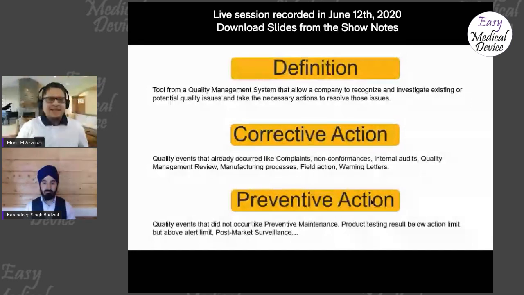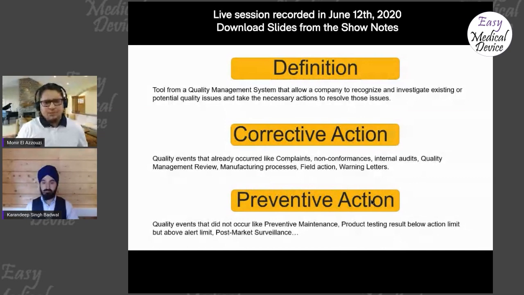We have also some testings. We are doing testings, but usually we have the upper limit, the alert limit, if I can say, and the action limit. And we say it's above the alert limit, but below the action limit. So here we can say maybe it will be a preventive action also. So this is some differences.